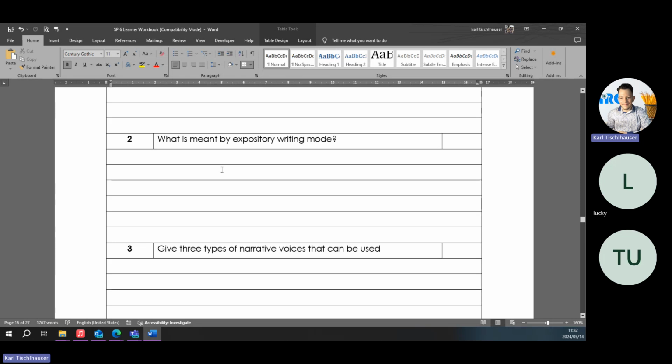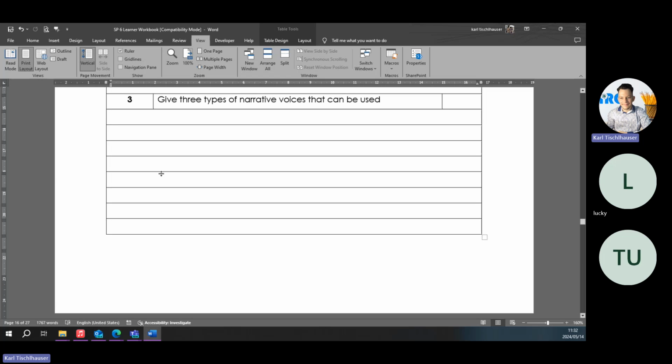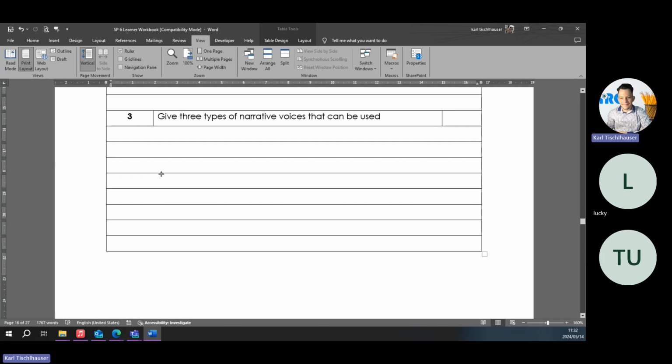Number 2 says, what is meant by expository writing mode? It's a writing mode that is available on this platform. I just need to remember how to set it up. It's just a different way of looking at your document, and what it does is show errors and a lot of mistakes that were made to point them out so you can fix them.